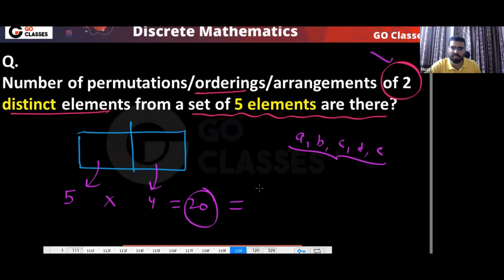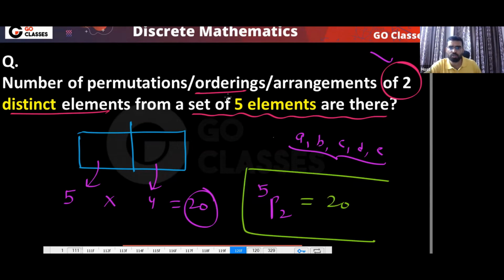Can you notice this is the same as 5P2? Just find out what 5P2 is. What is 5P2? Tell me. 5P2 is also 20. Is this a coincidence? Okay, just wait. So the answer is 20 by the product rule.